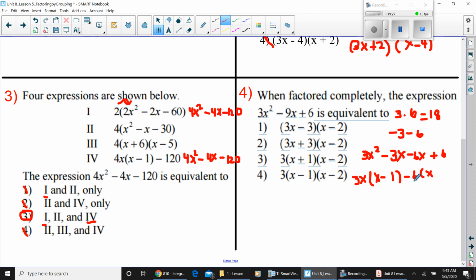And negative 6 times x equals negative 6x, and negative 6 times negative 1 equals positive 6. So the answer is 3x minus 6 times x minus 1. Wait a minute. Is that correct? No. So I did all that work for nothing. Why didn't it work out?